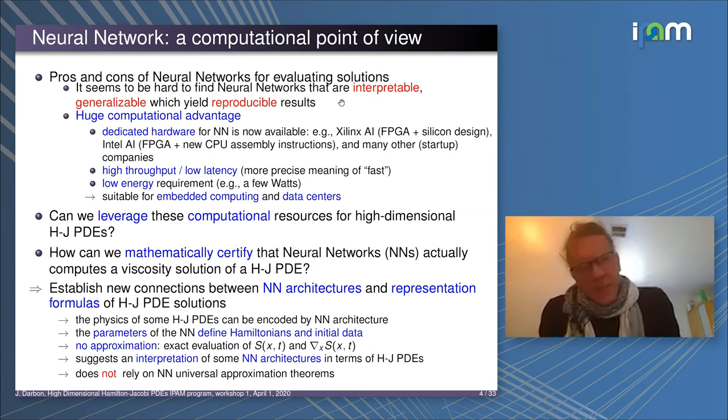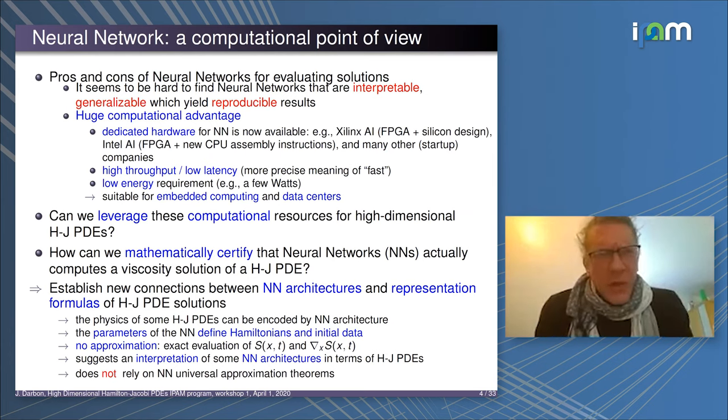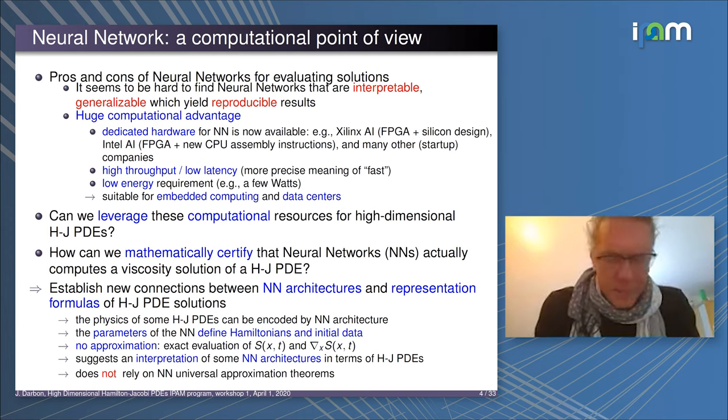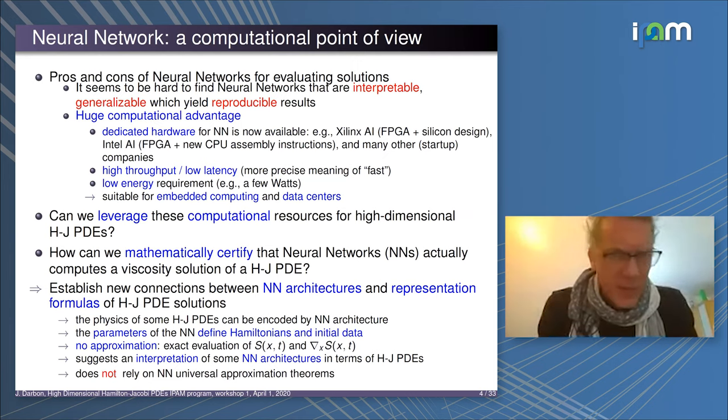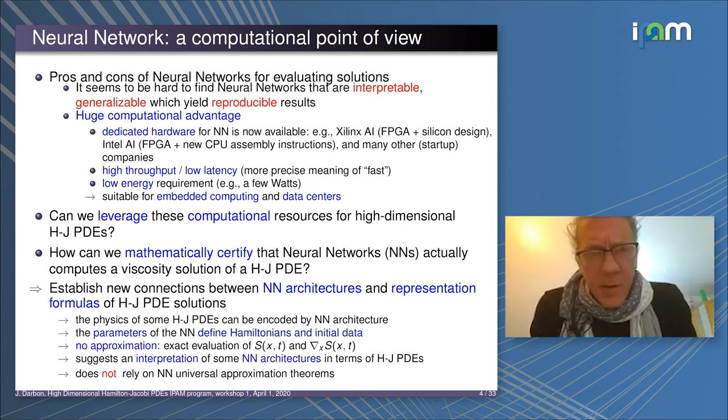On the opposite side, from a very practical point of view, there is a huge computational advantage that goes far beyond the computational resources available today, such as CPUs or GPUs. Many companies are developing dedicated silicon designs to implement those neural nets. So the evaluation of the neural nets will not be done on a GPU or a CPU, but on dedicated chips that will be extremely fast and use very little energy.